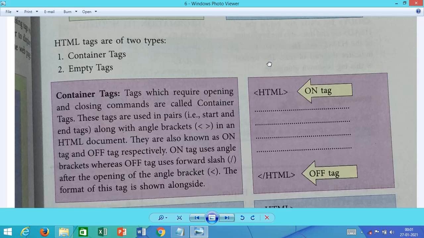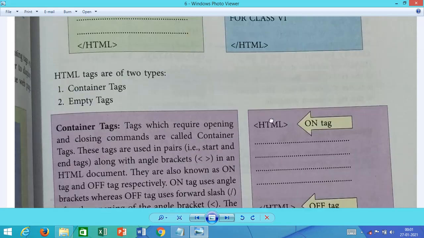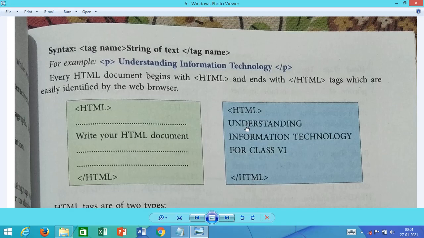So if there is any tag which starts with the tag name and ends with the tag name with a / sign, these types of tags are called container tags. There are many types of container tags; this is just one example. Like at the top of the screen, in the second sentence, for example, a P tag is given under angular brackets.